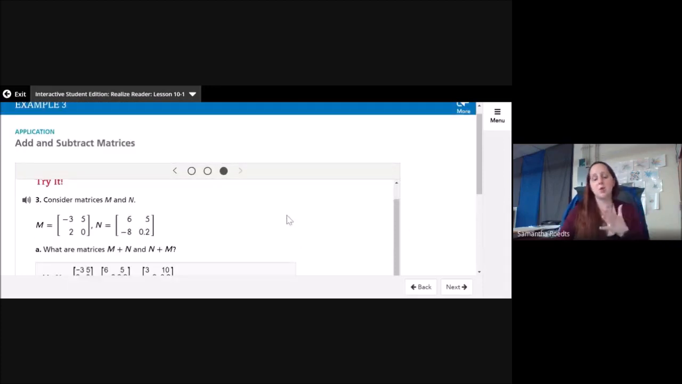So again, with addition and subtraction of matrices, you just add the same elements together. For M, I'm going to add M sub 1,1 plus N sub 1,1, and so on, or subtract, depending on if you're finding the sum or difference.